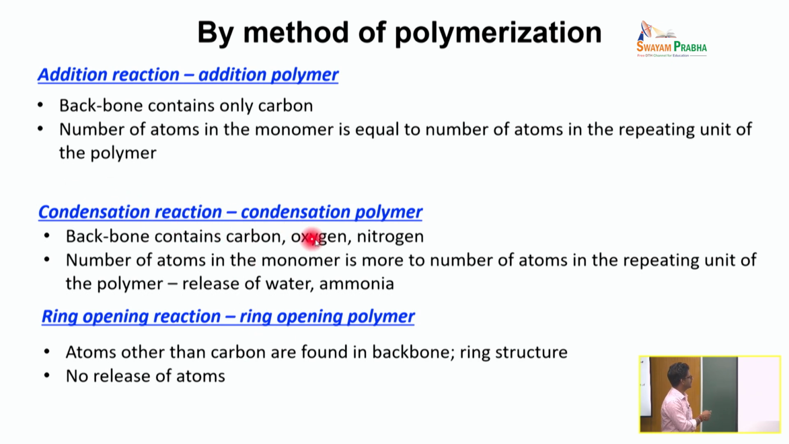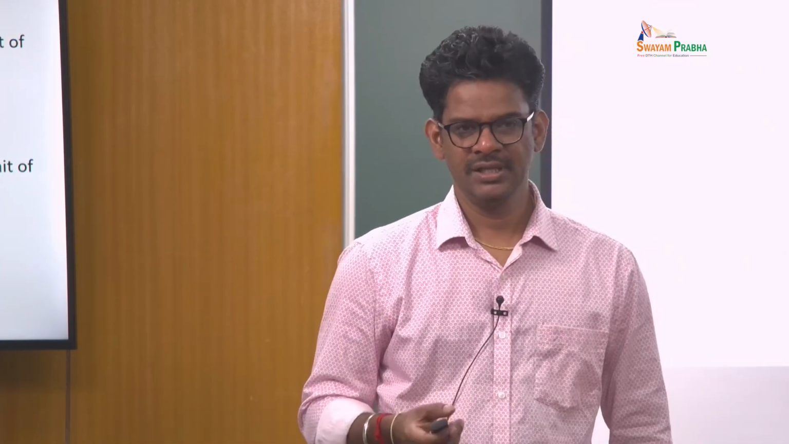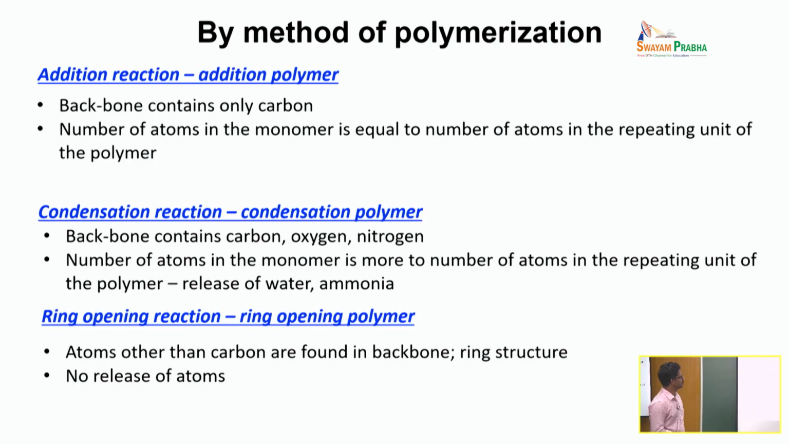Then you have something called a condensation reaction, or condensation polymer. In this case the backbone contains not only carbon but also other elements like nitrogen and oxygen. When you link 2 monomers, typically a small molecule will be released because of this condensation reaction. This small molecule is mostly water, but it could also be other molecules like ammonia and other stuff. Therefore if you count the number of atoms in the repeating unit, it will always be smaller than in the monomers you started off with, because some molecules are being released by this reaction.